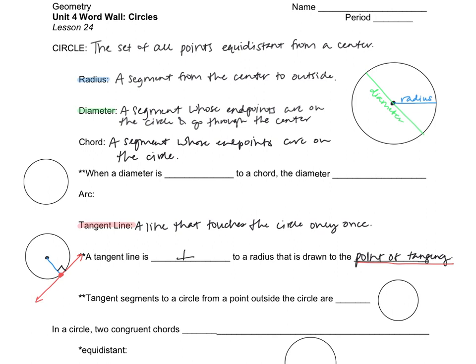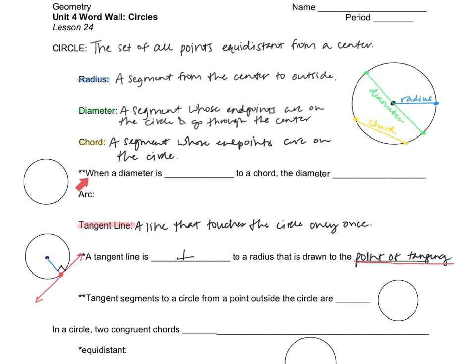So let's pick a different color. We're going to pick yellow for our chord. So an example of a chord could be this segment right there, where it goes through our circle, but its endpoints are on the ends here. So that's what a chord is. It's different from a diameter because remember the endpoints of a diameter are on the circle, but it goes through the center. And a radius is a little bit different because it really only goes through the center as well as just one endpoint on our circle.